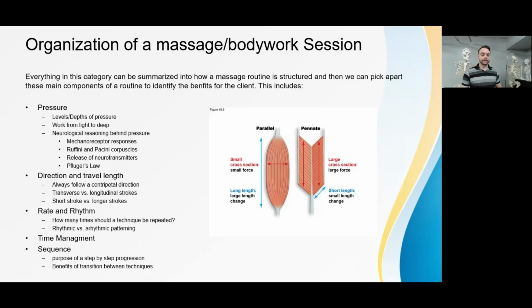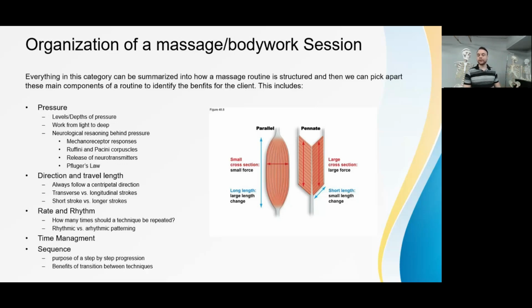So rate and rhythm is the next component of a massage routine, which is, how many times should a technique be repeated? And more importantly, out of this concept is rhythmic versus arrhythmic patterning. How many times should a technique be repeated? As many as necessary. If the client really likes that technique, then I'm going to ham it up. In general, we say increments of 3 or 5. So maybe do 3 or 5 strokes and then change to another technique. And if the client does enjoy that technique, then keep on keeping on.